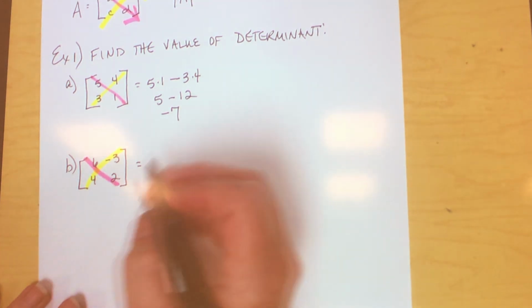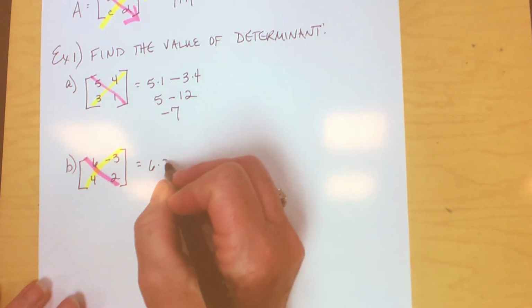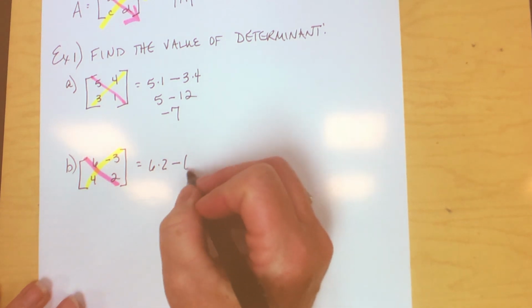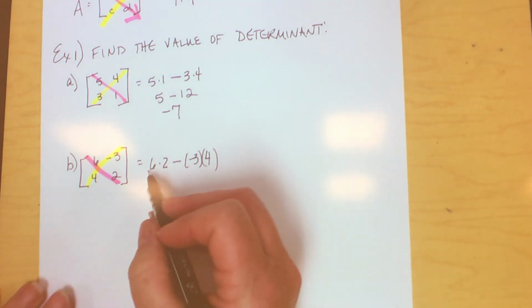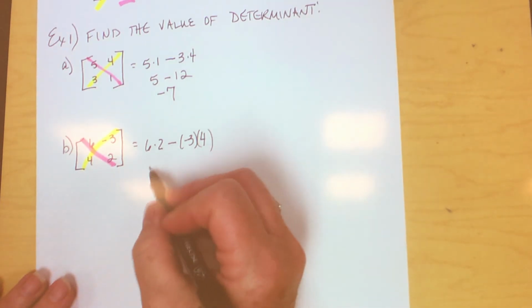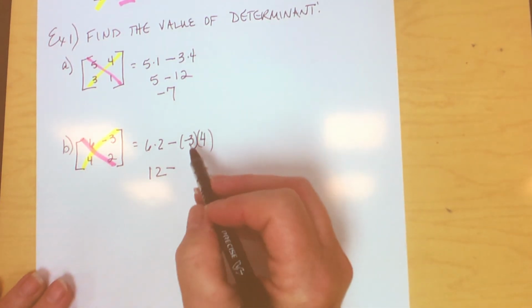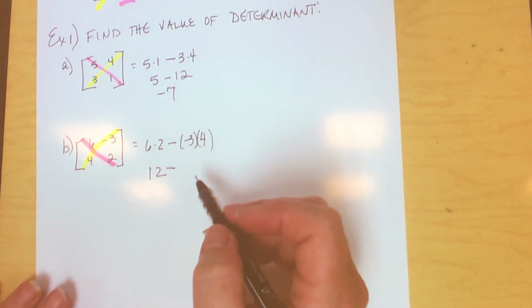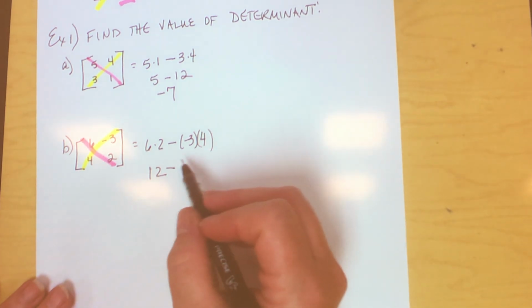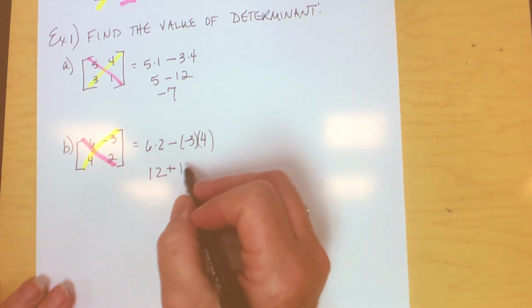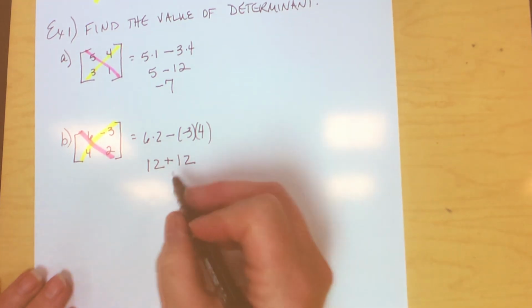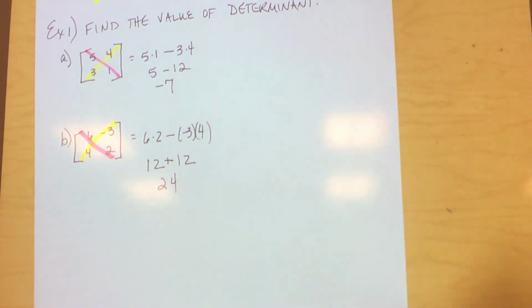Okay, so you should have said 6 times 2 minus negative 3 times 4, right? So what's 6 times 2? 12. Minus, what's negative 3 times 4? Negative 12. What's minus a negative going to be? Plus a positive 12. And what's 12 plus 12? 24. Boom. Anybody got a question?